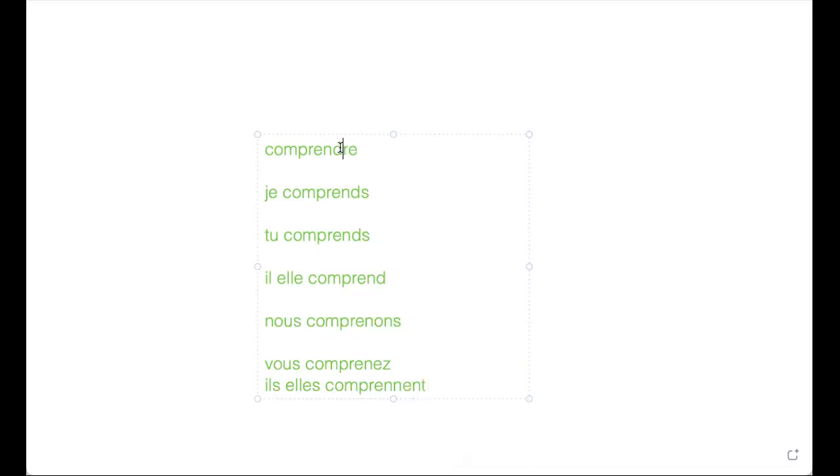Je comprends. What is the formula of RE ending verbs? What did we do? We remove RE from the end and the formula is S, blank, ONS, EZ, ENT. Is it clear to you? So, what is the formula of RE ending verbs? We have a lot of formulas, three formulas. The ER ending verb formula is what? Tell me.